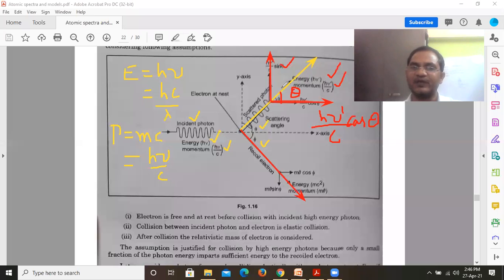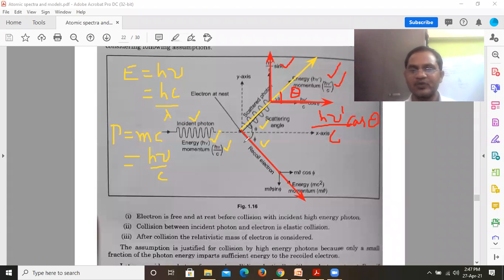Clear? If the momentum is p dash, the x component is p dash cos theta and the y component is p dash sin theta. But p dash is h nu dash by c. That's why we have written h nu dash by c cos theta and h nu dash by c sin theta. So that is one point to keep in mind.